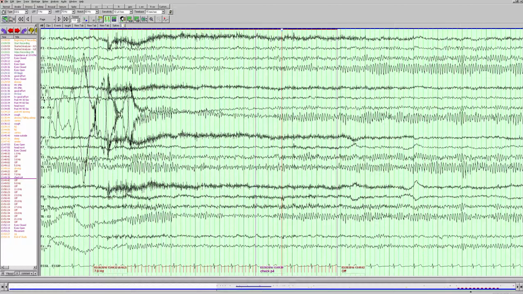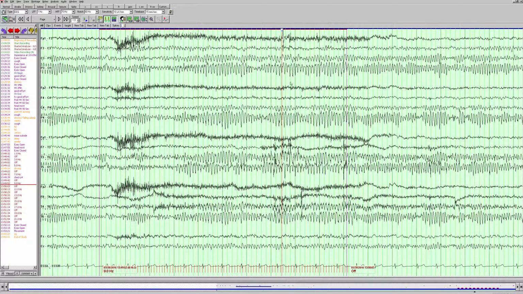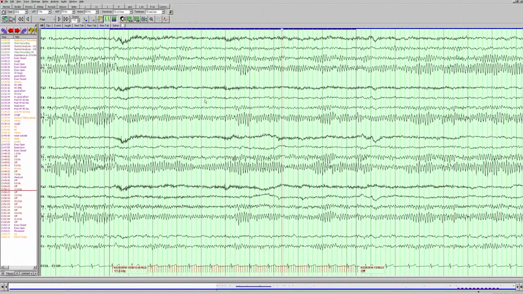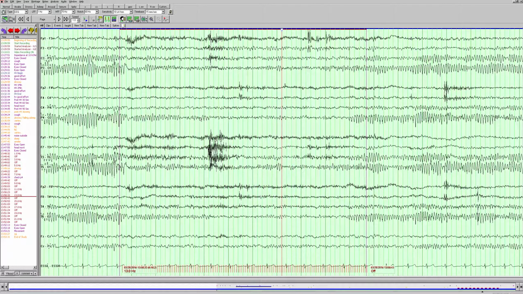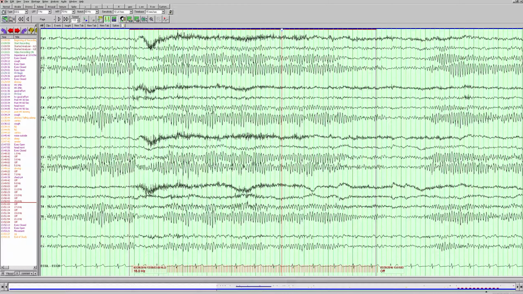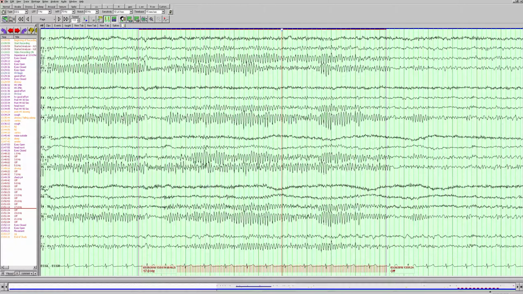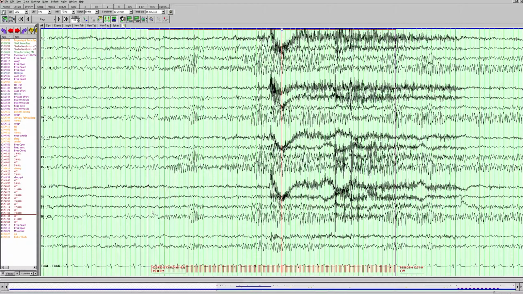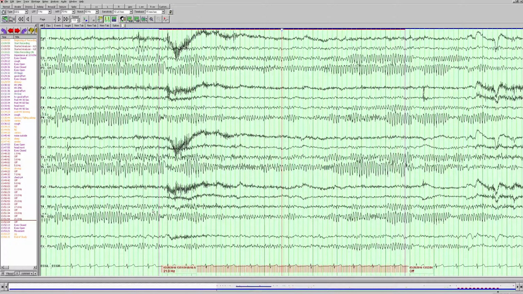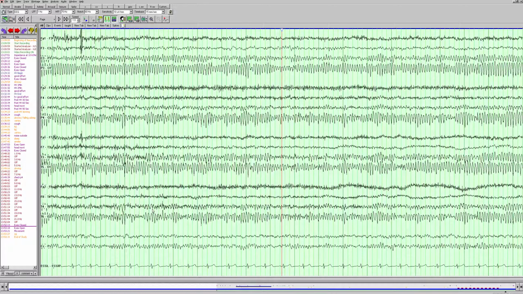A lack of a photic driving response is not pathological. Some people have them, some people don't, and like I said, we're not looking for the presence or absence of the photic driving response. What we're looking for is a photoparoxysmal response, and that means epileptiform activity in response to the light. And we can see that in patients with primary generalized epilepsy syndromes. We didn't see anything like that here.